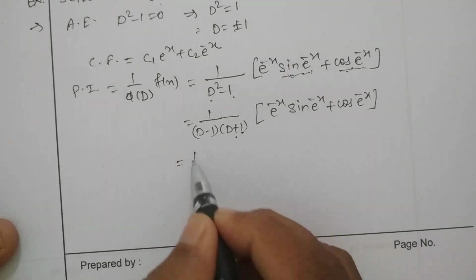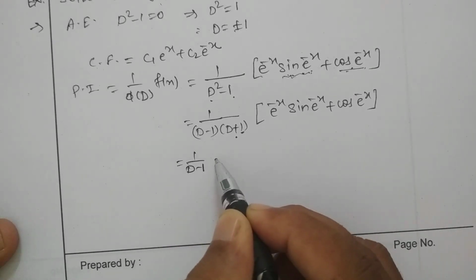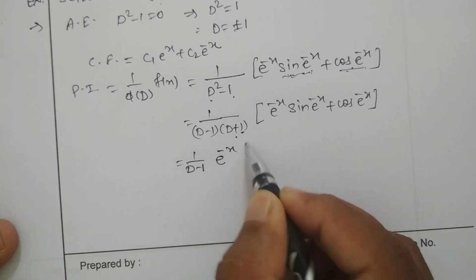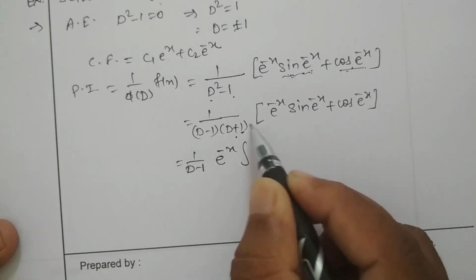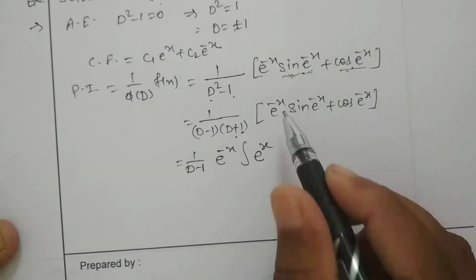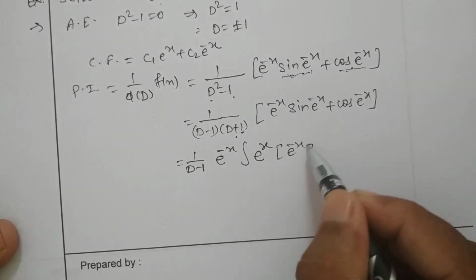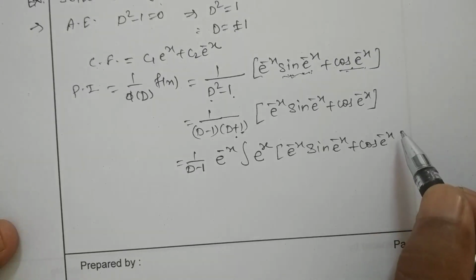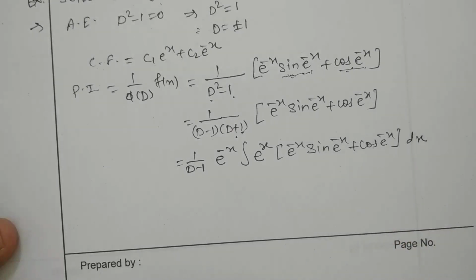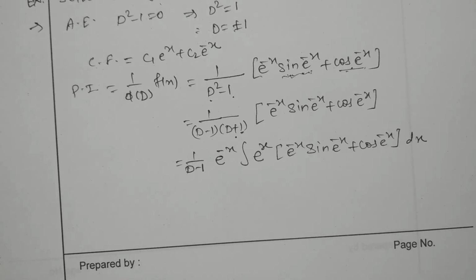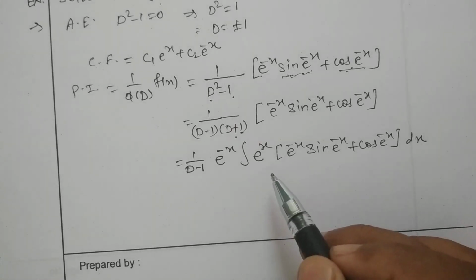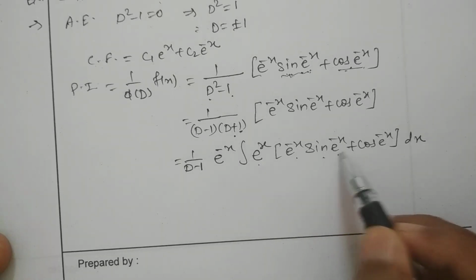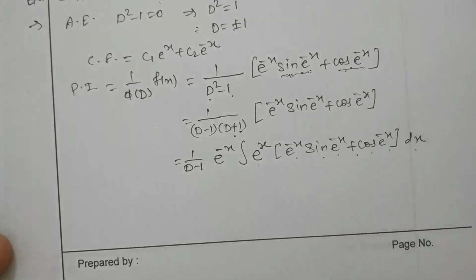So using the formula 1 upon D minus m as it is, using the formula e raised to minus mx, the value of m is 1. So e raised to minus x. Integration of e raised to mx, the value of m is 1, so e raised to x, into f of x, e raised to minus 6 sin of e raised to minus 6 plus cos of e raised to minus x, into dx. Now see, here there is a term of integration: e raised to x into e raised to minus 6 sin of e raised to minus 6 plus cos of e raised to minus 6, dx.